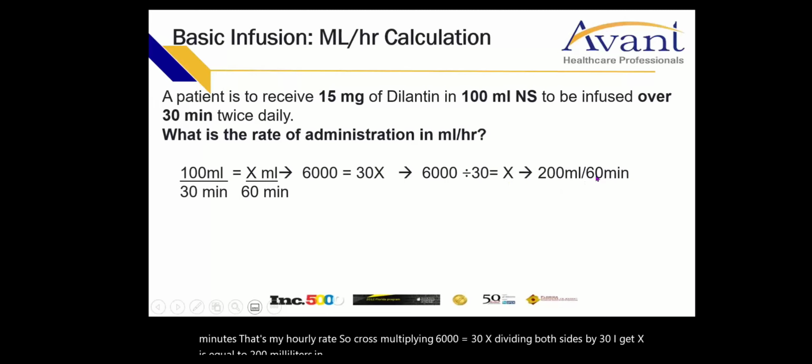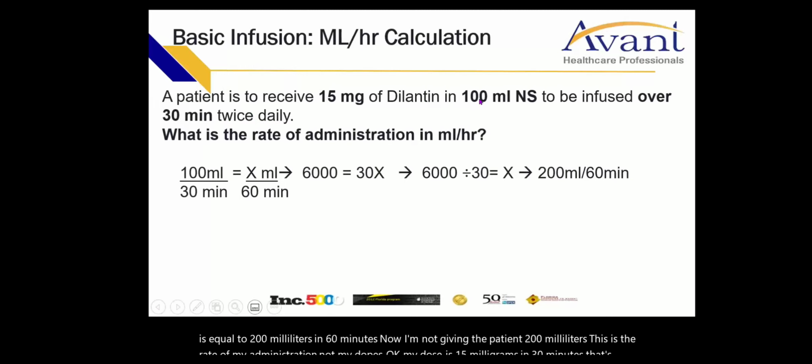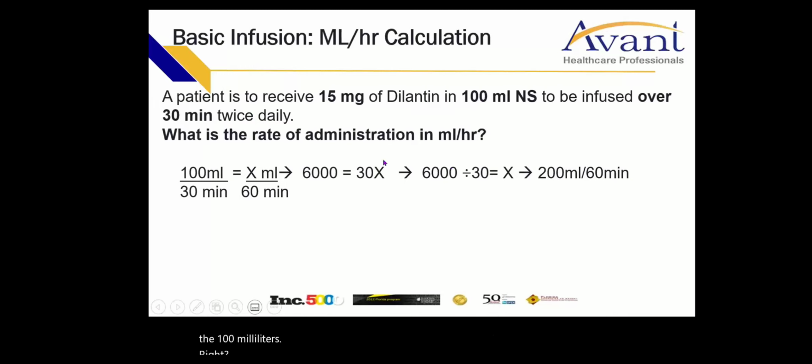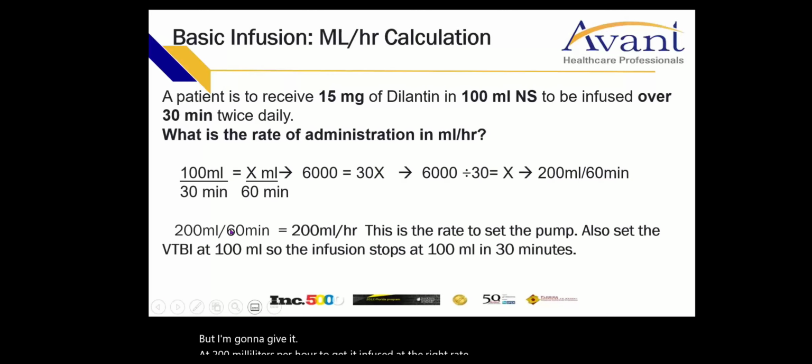Now, I'm not giving the patient 200 milliliters. This is the rate of my administration, not my dose. My dose is 15 milligrams in 30 minutes. That's the 100 milliliters. But I'm going to give it at 200 milliliters per hour to get it infused at the right rate. So 200 milliliters per 60 minutes, or 200 milliliters per hour.